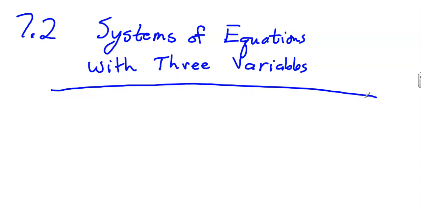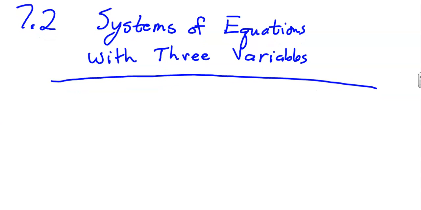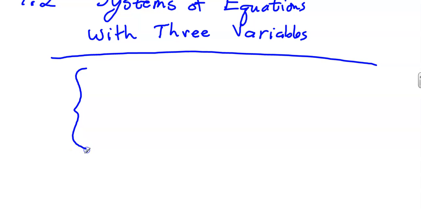And the very first thing we're going to do with 7.2 is just like we did back in 7.1. They're going to give you a system that we're looking at. And for these systems, it's going to be 3 equations with 3 variables.